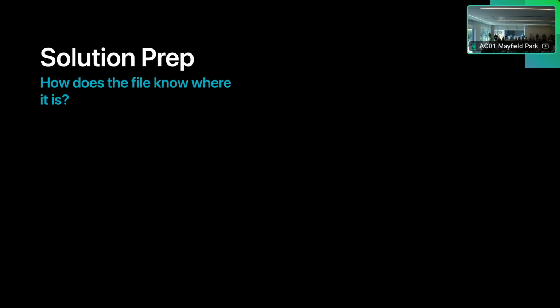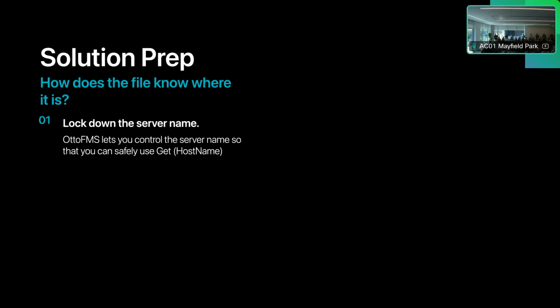How do I prep the solution? Here's what I do. I lock down the server name because I can now rely on Get(HostName), because the solution needs to know it's on dev. Why? Because when I'm on dev, I might want certain things to just not happen. I don't want emails to go out. If they go out at all, maybe they go out to the one person I've designated for testing, but I don't want them going out to actual customers, right? So it needs to know it's on the development server, it's going to act differently.